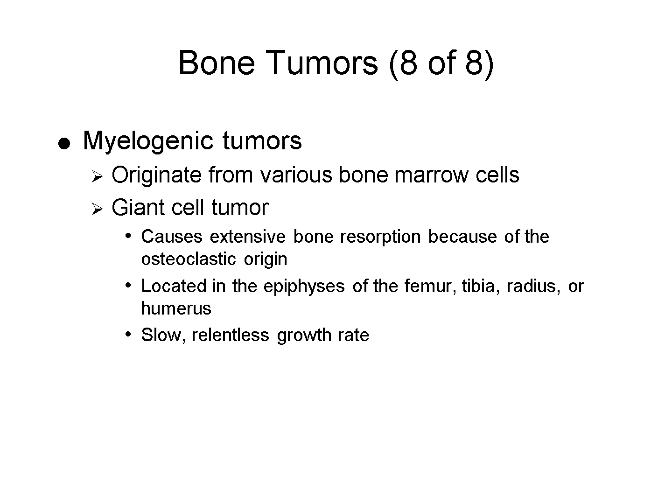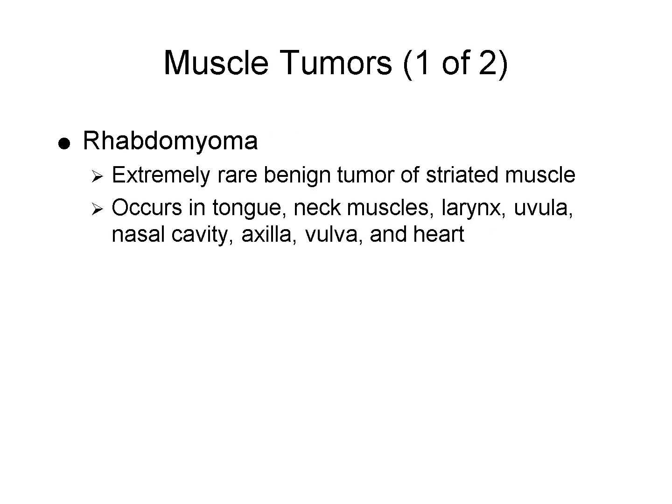One example is the giant cell tumor, known for its osteoclastic activity and extensive bone resorption. It most often affects the epiphysis of long bones like the femur, tibia, or humerus. Although slow-growing, it can be locally aggressive and often requires surgical removal.